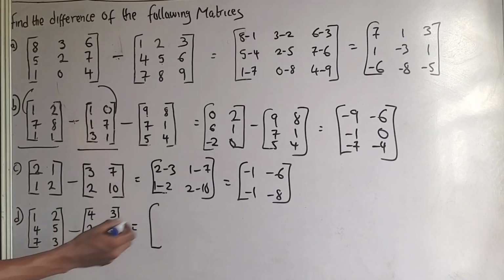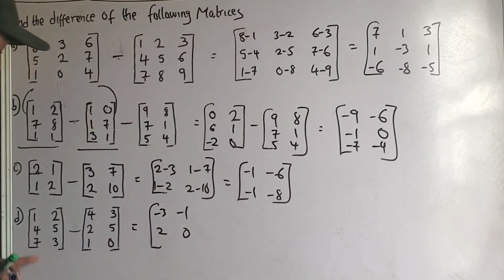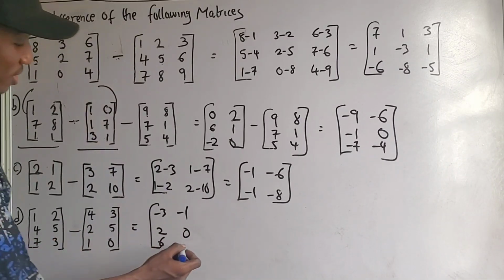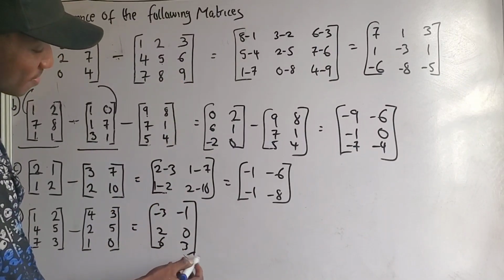Okay. Now 1 minus 4 is minus 3. 2 minus 3 is minus 1. 4 minus 2 is 2. 5 minus 5 is 0. 7 minus 1 is 6. Then 3 minus 0 is 3. Okay. So that is the solution to that question.